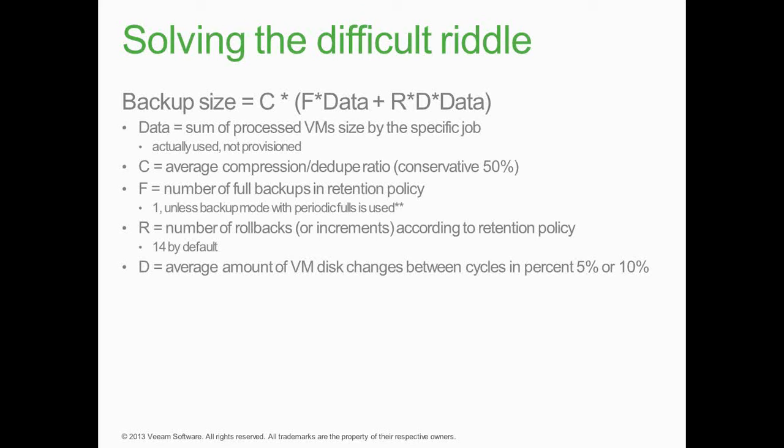R is the number of rollbacks or incrementals according to the retention policies. Now 14 is by default. You can, however, go ahead and change that when you configure your backup jobs. And D is the average amount of virtual machine disk change between cycles, in the percentage of 5 to 10%, like the average amount of changes happening on a virtual machine.